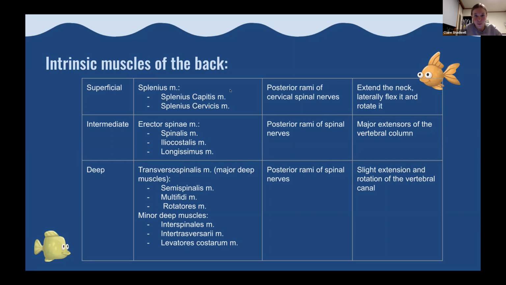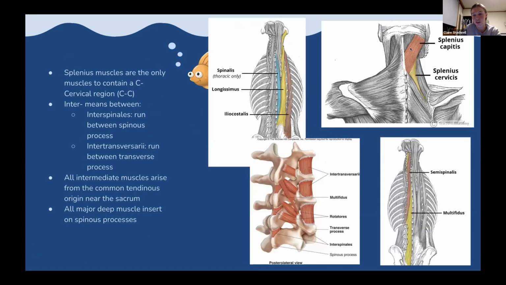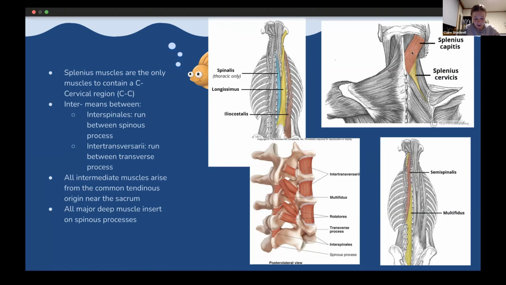Just moving on, I've got a photo on the next one. The splenius muscles are the most superficial. They're only in the cervical region. As you can see with the orientation of these fibers, they help to extend the neck, laterally flex it and rotate it. Obviously that is based on whether you have unilateral or bilateral contraction of those muscles.